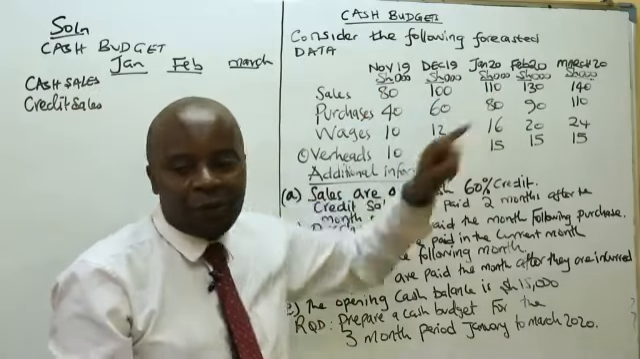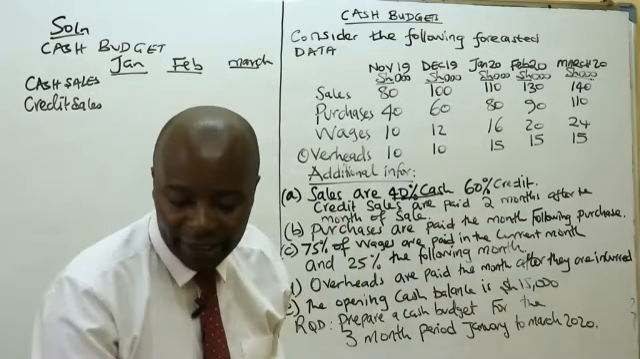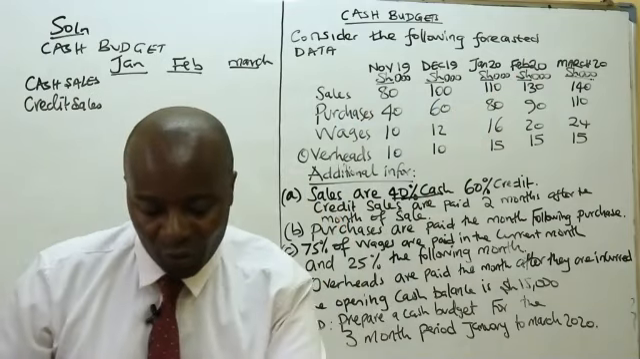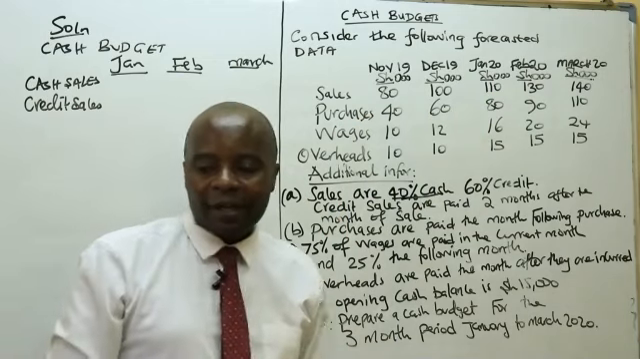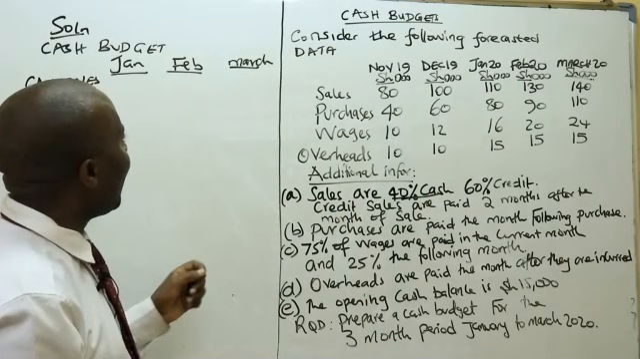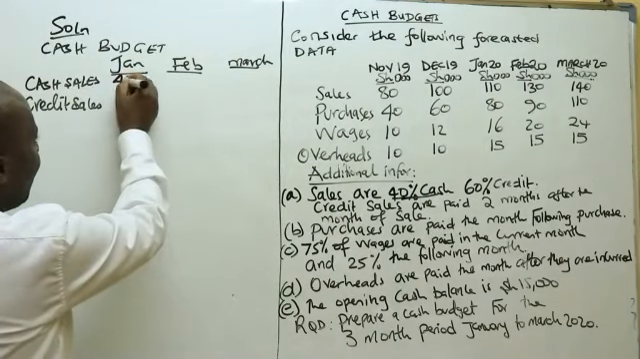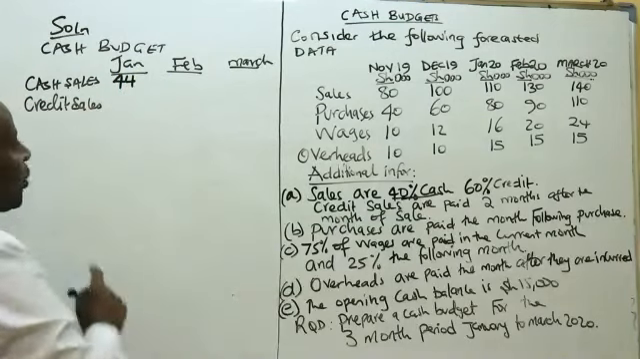Can somebody give me 40% of 110 equals what? Somebody help me out there. From Beatrice, 40% of 110, for January, is 44. So it falls under cash sales.